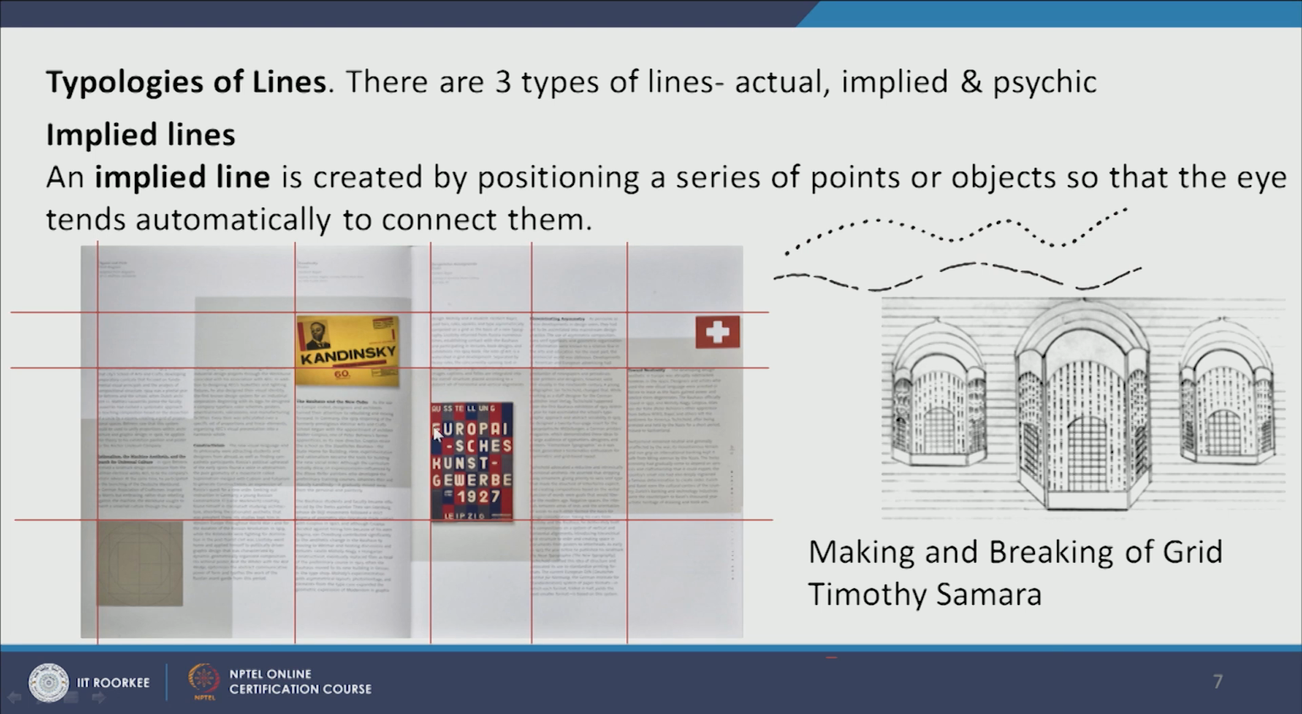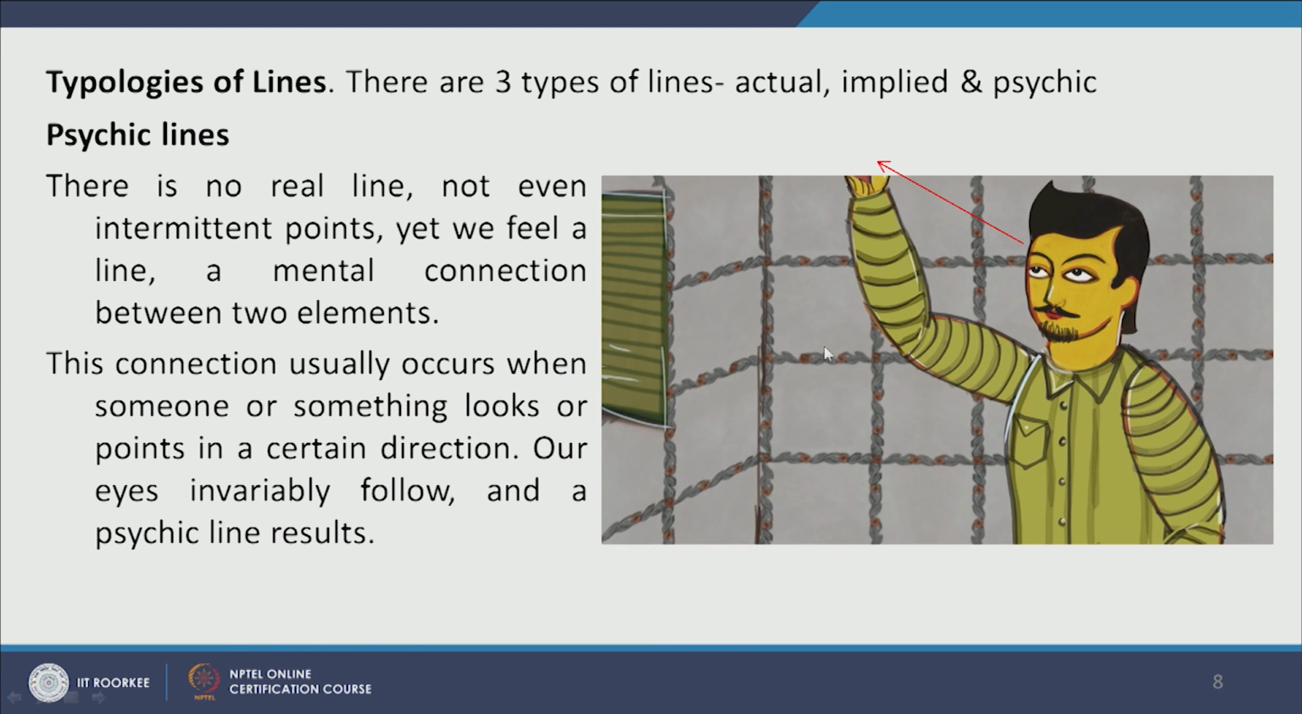Similarly, if we see these vertical lines here, these lines are not there, but the alignment of text and the photograph creates this line. Similarly, this is an example designed by one of the students here in the architecture department. Here we can see these dotted lines. Dotted lines are not actually lines, these are dots, but this creates a vertical continuity and creates an implied line.